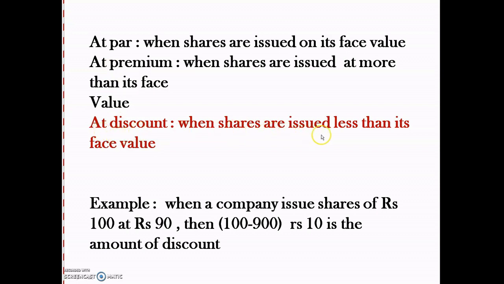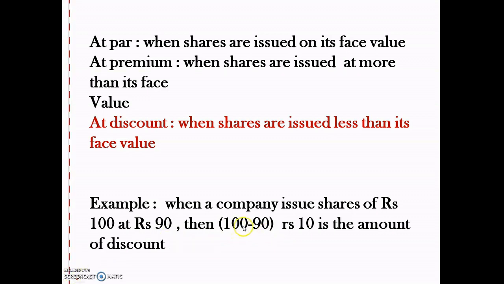When shares are issued at less than their face value, that is known as issued at discount. See one example: when a company issues shares of rupees 100 at rupees 90, the difference between these two, 100 minus 90, rupees 10, is the difference. This is the face value and the company issued at 90, so the difference of rupees 10 is the amount of discount. Means when shares are issued at less than their face value.